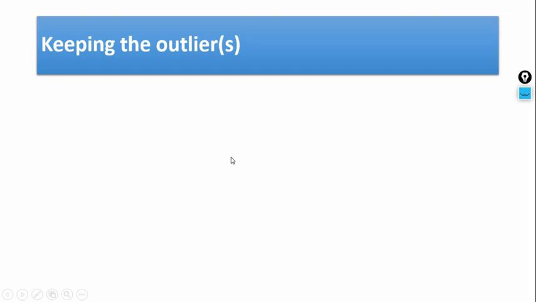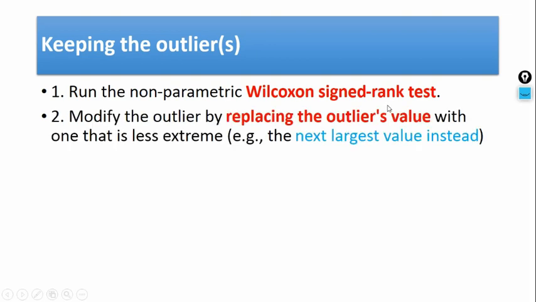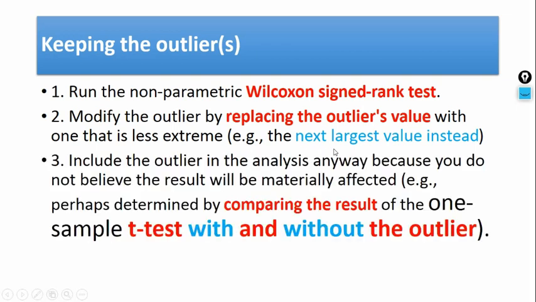If an outlier exists, then what to do? Run the non-parametric test, the Wilcoxon signed rank test. Second option, modify the outlier: replace the outlier value with one that is less extreme, the next largest value, so we can perform the test. There should be no outlier. We will replace the value with the next largest value, meaning less than that value.